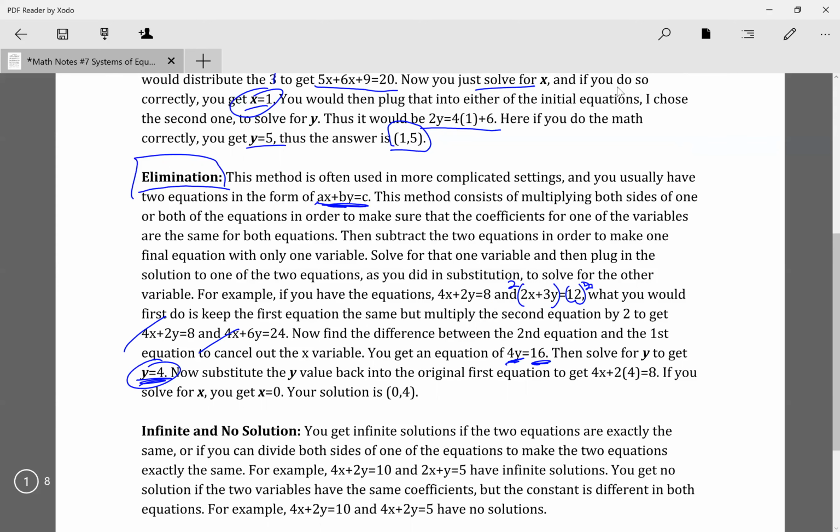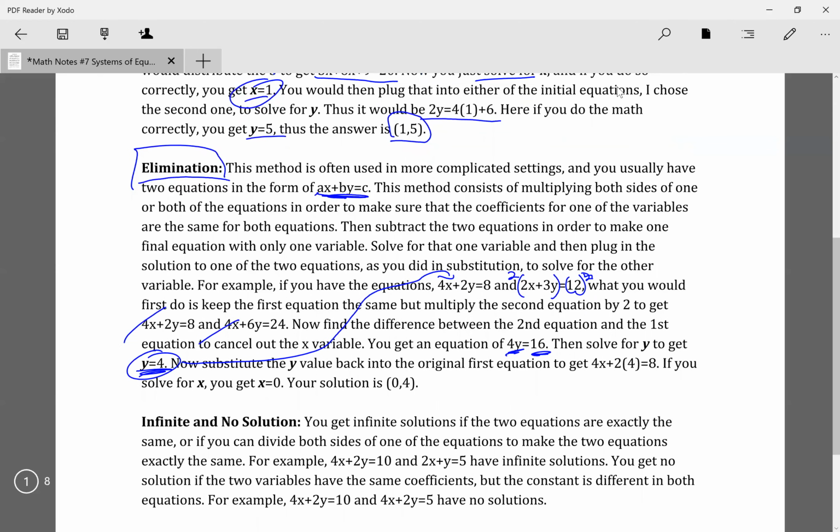Now I substitute y equals 4 back into one of the original equations, like I did for substitution. I decided to use the first equation: 4x plus 2 times 4 equals 8. If you do the math properly, you get 4x plus 8 equals 8, which means x equals 0. So your solution is 0 comma 4. And like substitution, they can ask you for the solution in multiple ways.